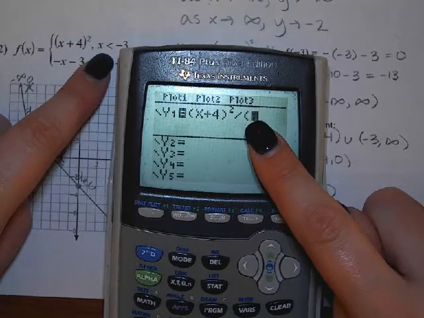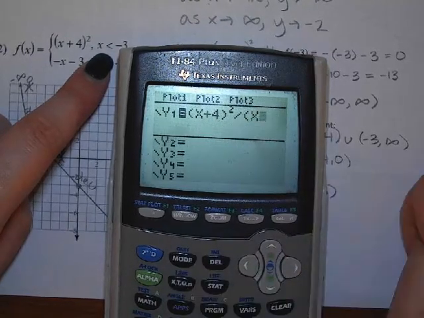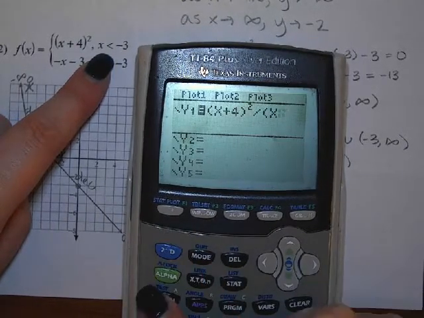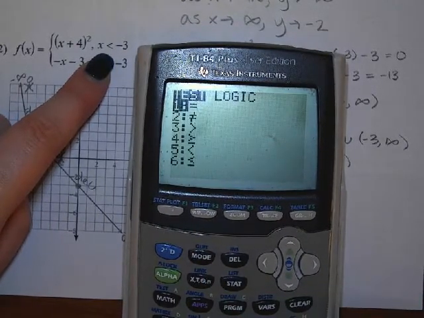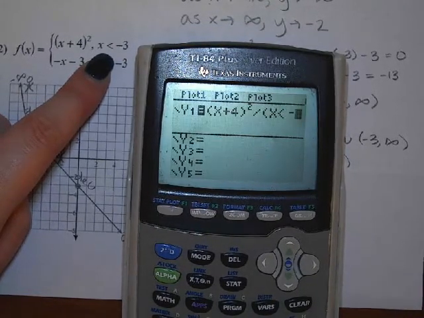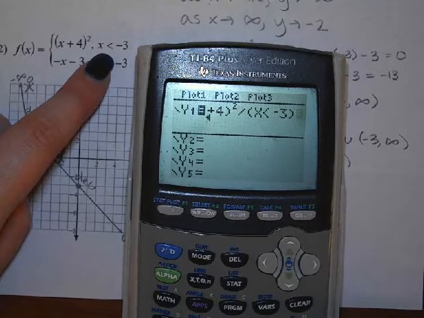Yeah. Okay, so now I'm going to type an x. And then I'm going to hit second math. Second math, less than negative 3. Second math, x is less than negative 3.